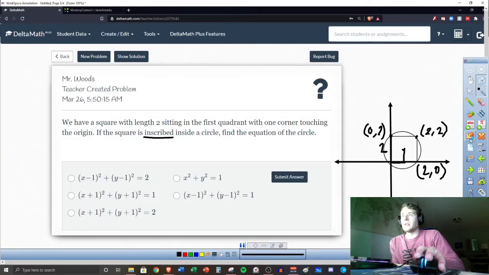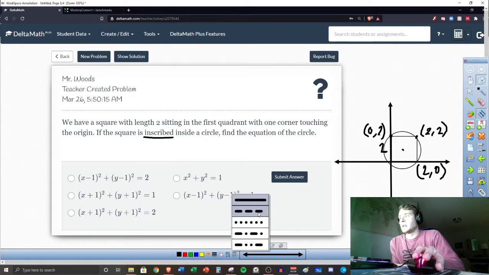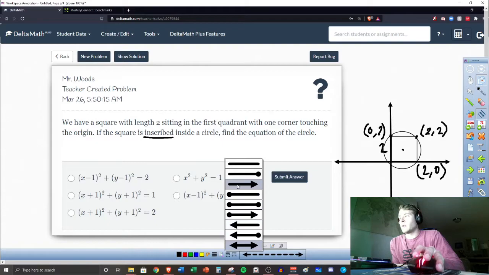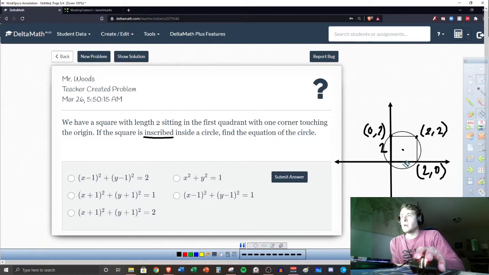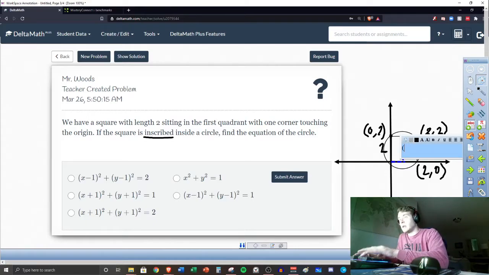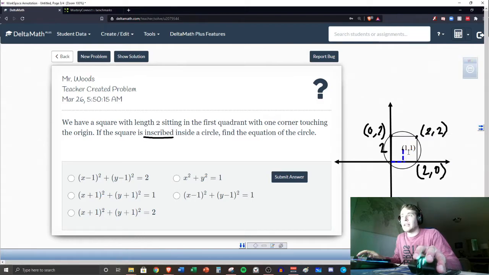Let me actually undo that. Use some dashed lines here. Dash. Okay, so we are going to go over and then up. So you have this change. It's going to go over one, up one, and we know that this point should be 1, 1. That should be that coordinate.